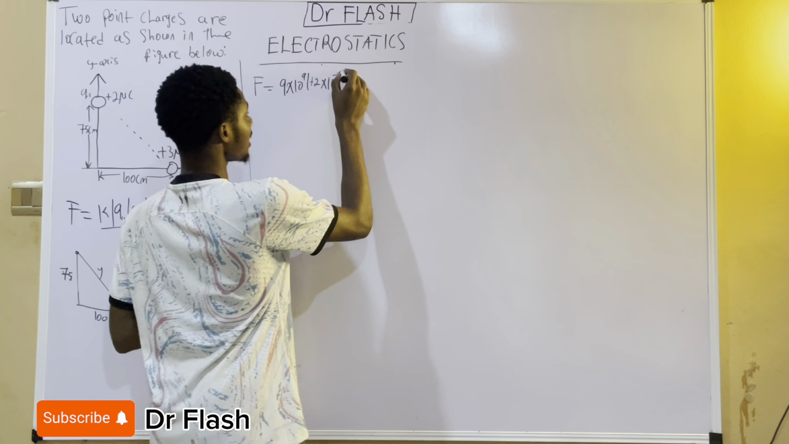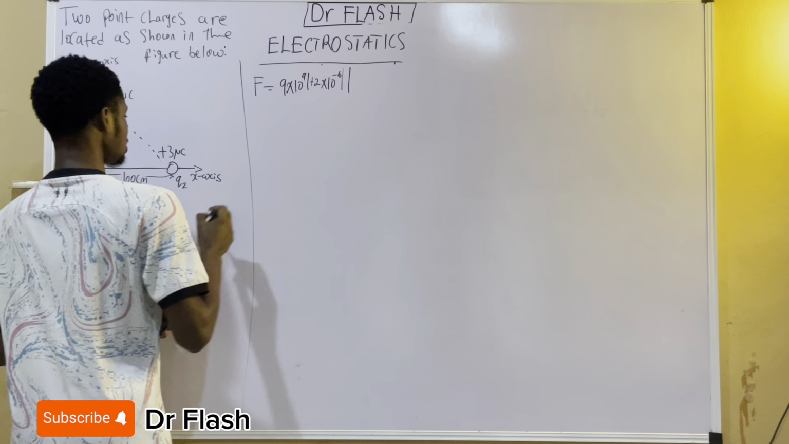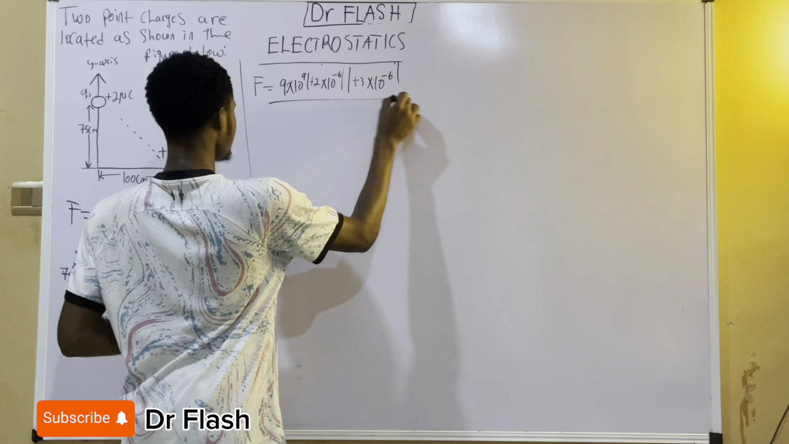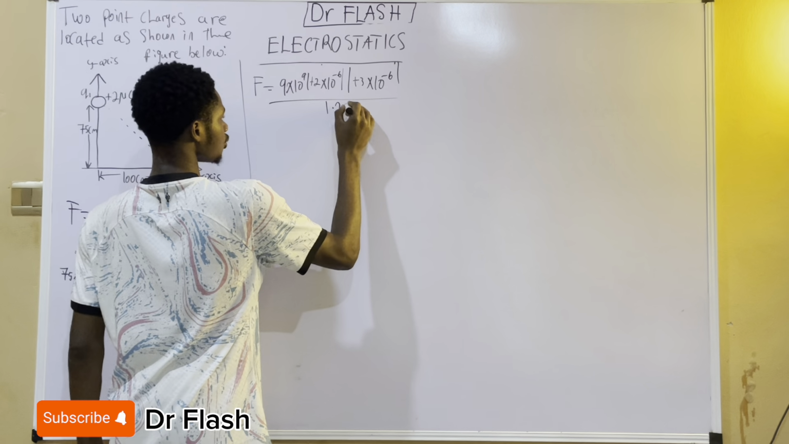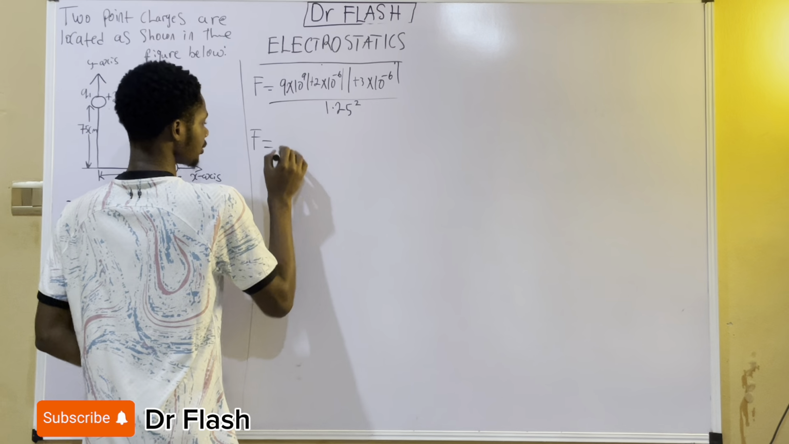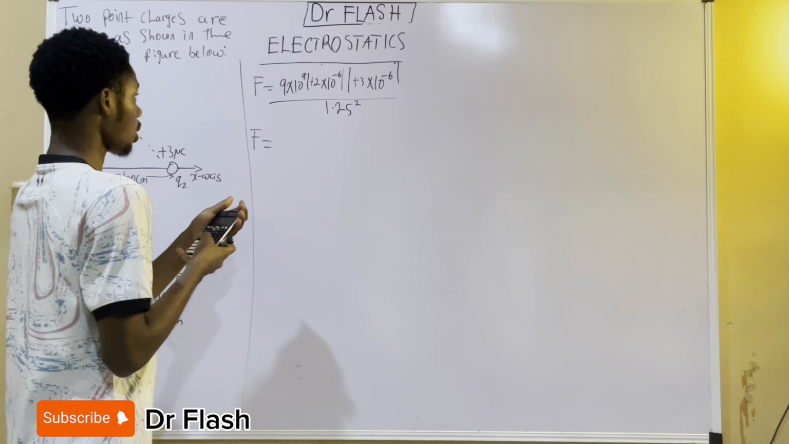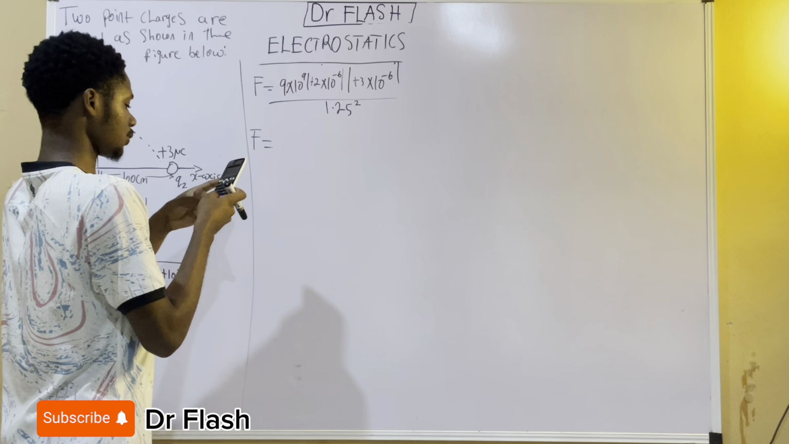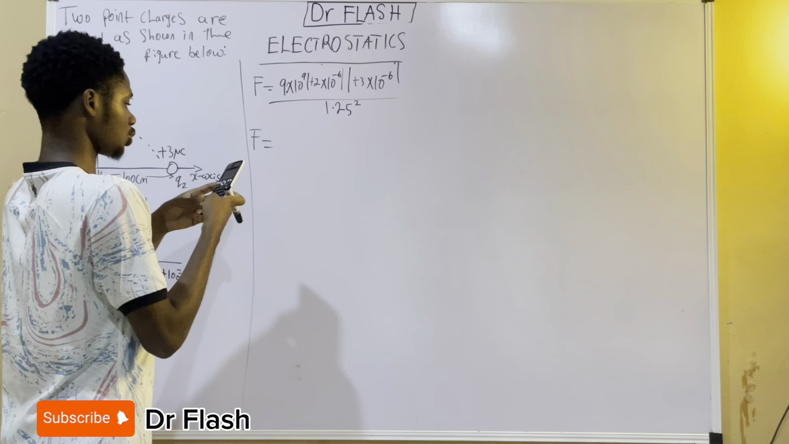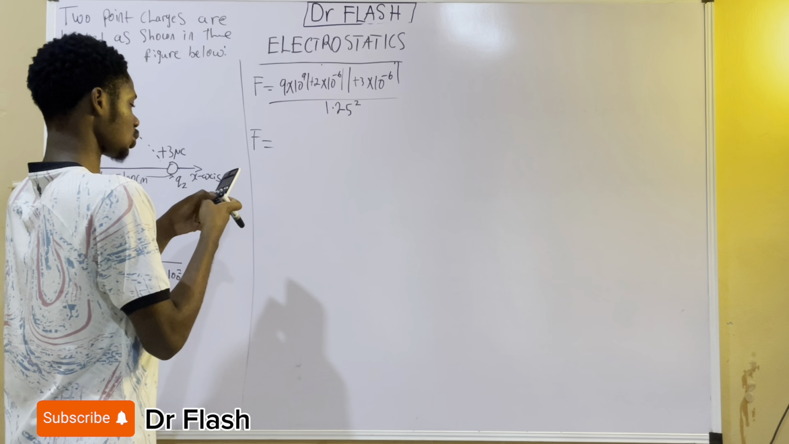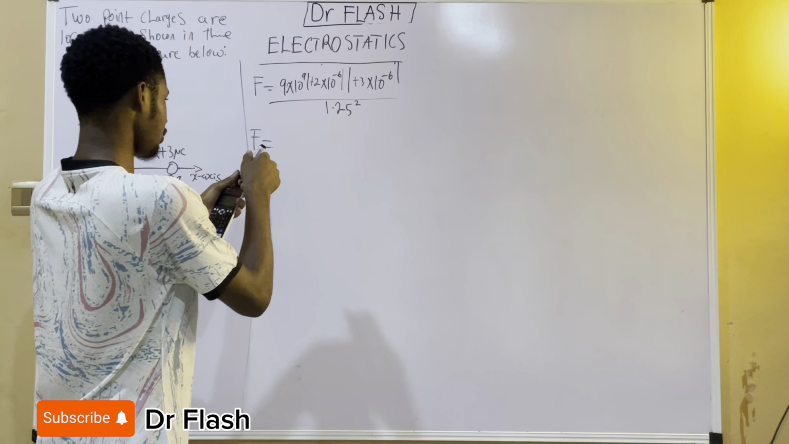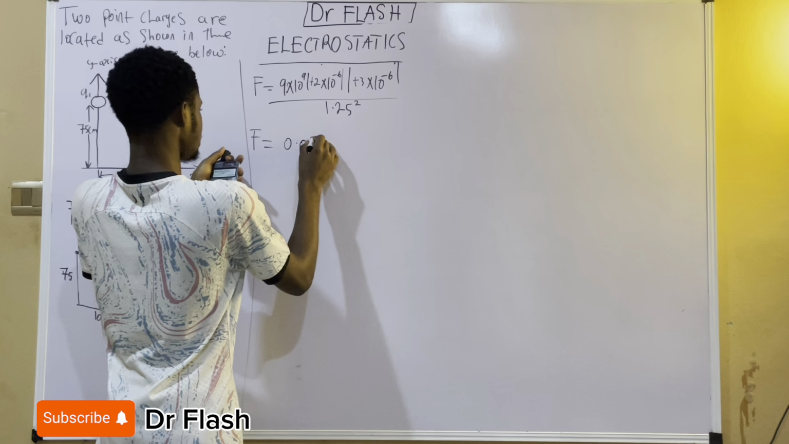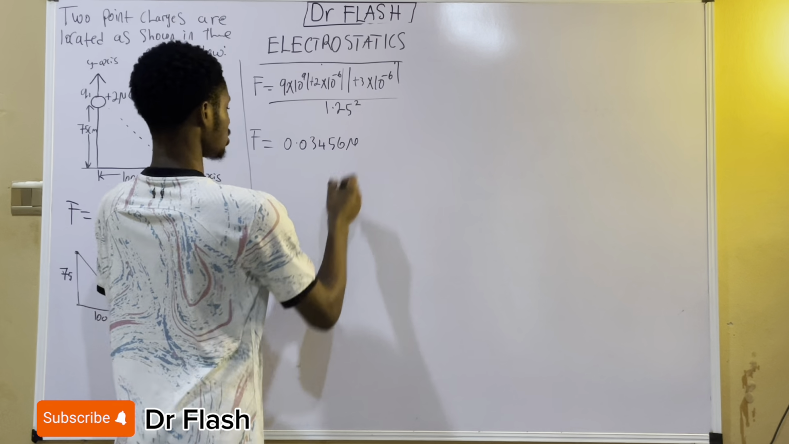Then multiply by the other charge, which is plus 3 times 10 to the power of minus 6, divided by the square of the distance apart, which is 1.25 squared. So when we solve for the force, we get 9 times 10 to the power of 9 times 2 times 3 times 10 to the power of minus 12 divided by 1.25 squared. We're going to get a force of 0.03456 newtons. Such a small force.